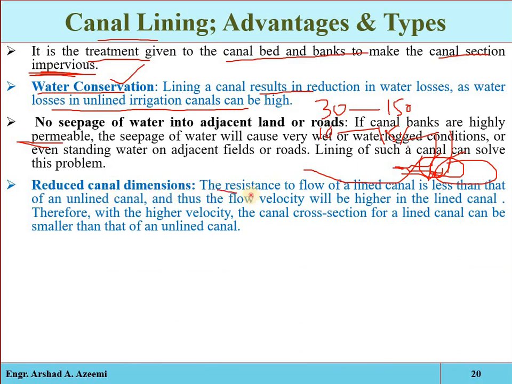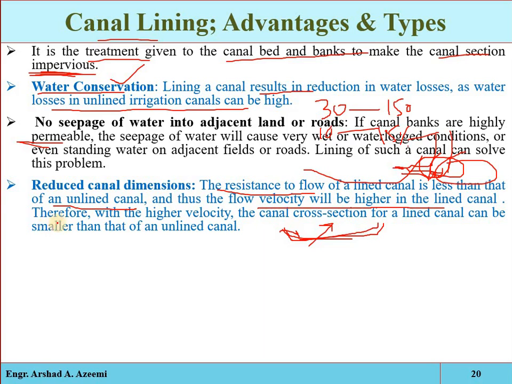The resistance to flow of a lined canal is less than that in an unlined canal. For example, if you have an unlined canal and the water is flowing at a specific velocity, the banks or the bed may be eroded, or cracks will be produced. If you line the irrigation canal, these maintenance costs will be reduced, and also the flow velocity will be higher in a lined canal. Remember, this is one of the most important points.